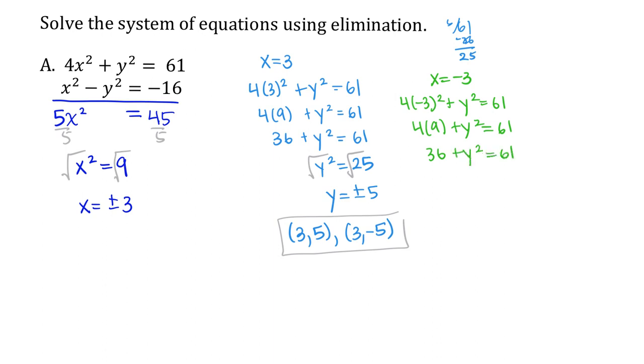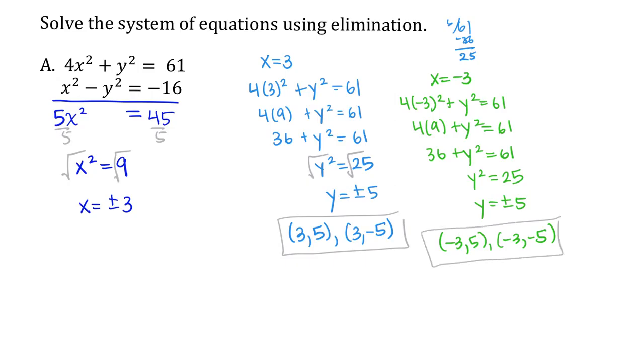Okay, I'm going to minus the 36. I know it's going to go to 25 because it looks just like the other one. Square root both sides, and I get y equals plus or minus 5 again. But this time when I plugged in x is negative 3, I got 5, and I also got negative 5. So this system actually has 4 solutions.